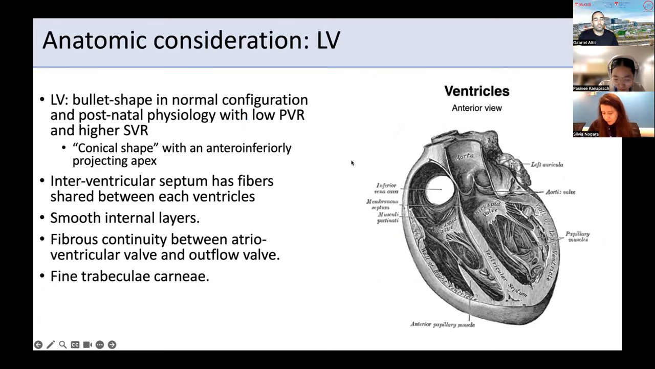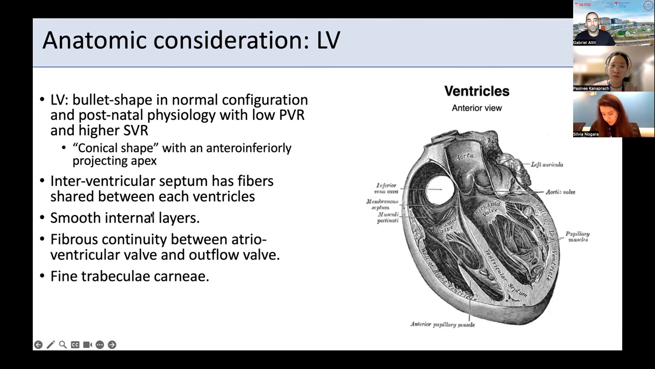So the left ventricle is bullet shaped in its normal configuration. It also has a kind of conical shape towards the apex. The interventricular wall has fibers that are shared between the two ventricles. And you can see also the tricuspid valve, how it attaches is not exactly the same as the mitral valve. So the tricuspid valve has a septal attachment, and the mitral valve never has septal attachment.